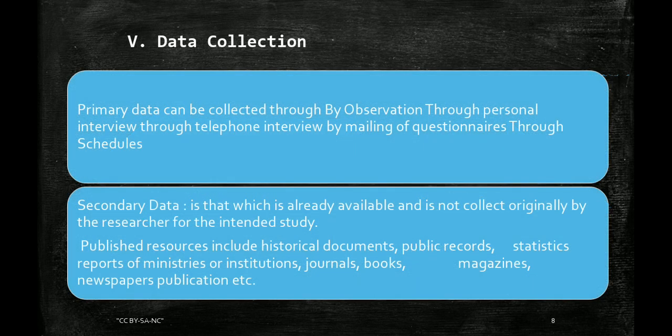And the fifth important step in the research process is data collection. We categorize the data into two categories: primary data and secondary data. The primary data is collected by observations, through personal interviews, telephonic interviews, by mailing a questionnaire, or sending a questionnaire through Google Docs, or schedules, where we explain the questionnaire questions to the persons or the customers directly, so that we can collect the information primarily through some observations.